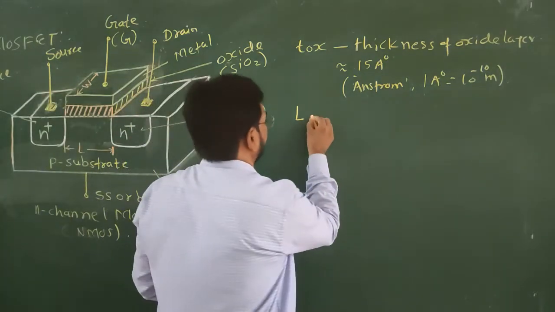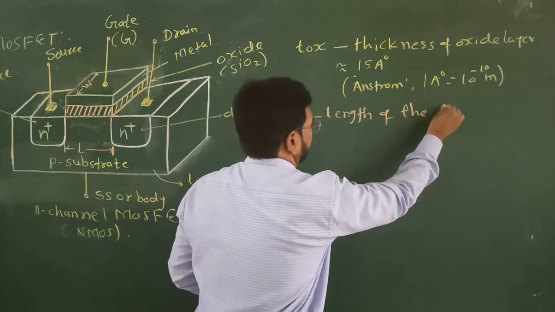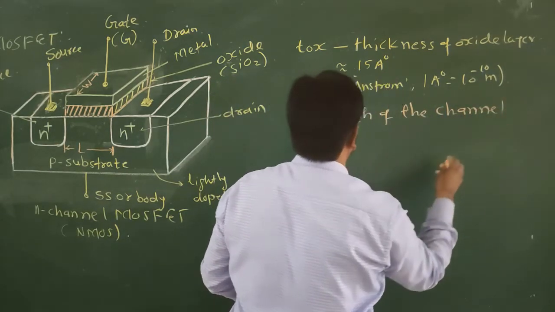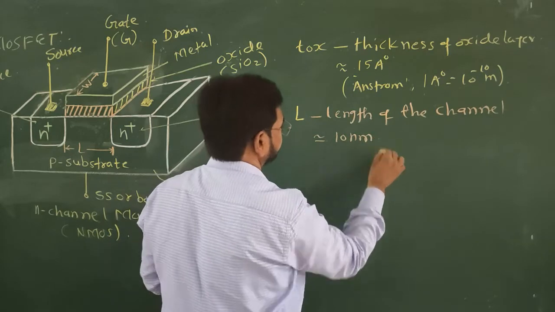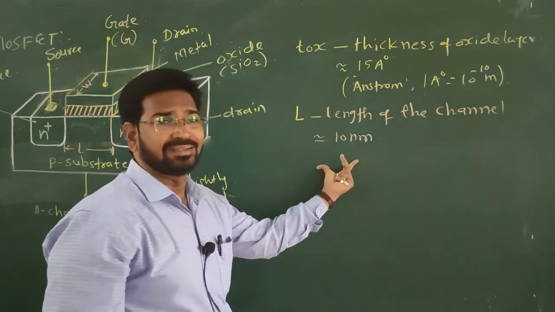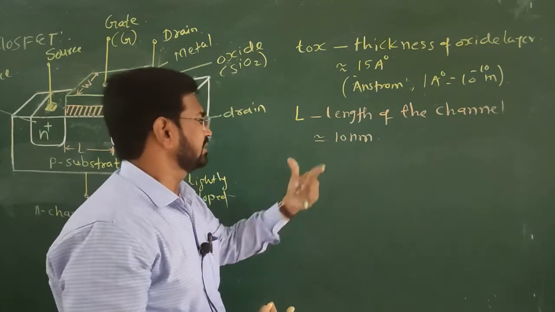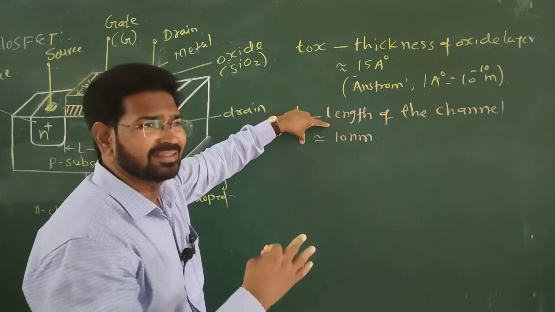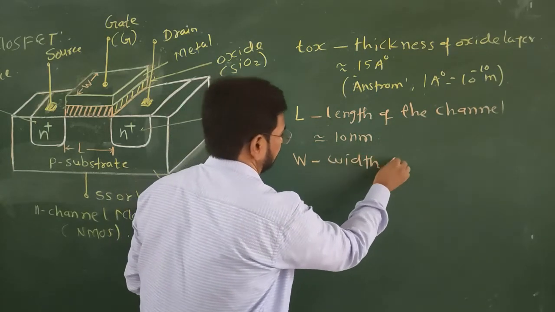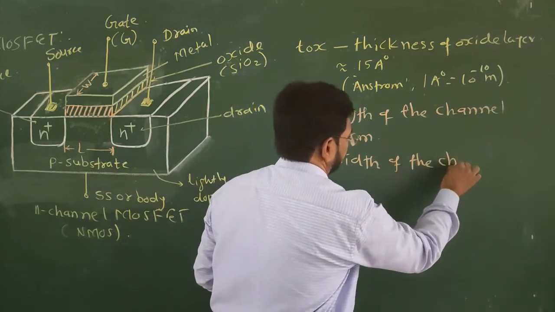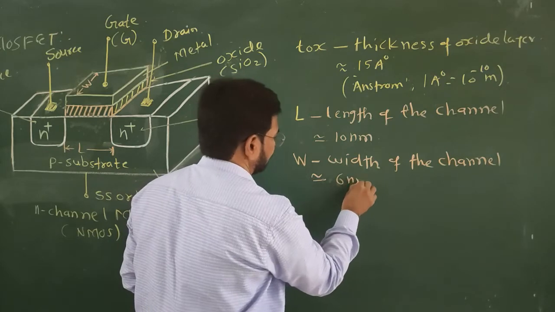Now, what is the length of the channel? L is the length of the channel and it is approximately less than 10 nanometer. Day by day this size is shrinking, it is becoming smaller and smaller. At present we do not know what is going on in the industry. So, we have written approximately 10 nanometer, less than 10 nanometer, and W is the width of the channel, and it is approximately less than 6 nanometer.